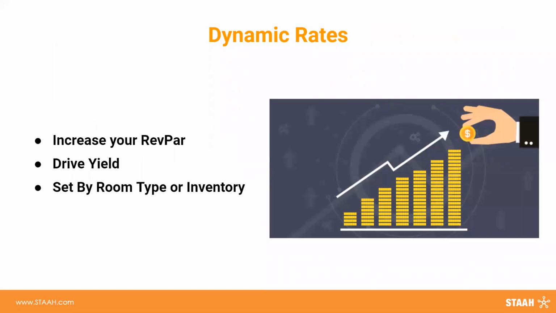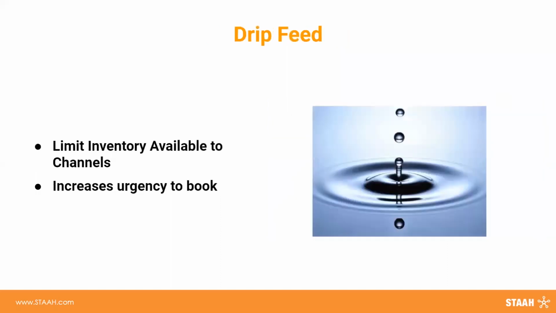Dynamic rates. What do dynamic rates do? It increases your RevPAR, it drives your yield, it can be set by room type or inventory. Okay, we'll have a look at that a little bit shortly. Drip feed. Drip feed can be used to limit inventory available to channels. Okay, increases urgency to book. So if you put in, say, drip feed of 2, then it will only show 2 available, when in actual fact you might have more rooms.